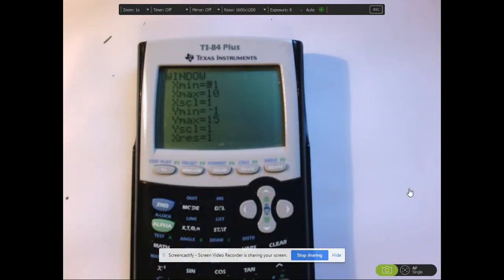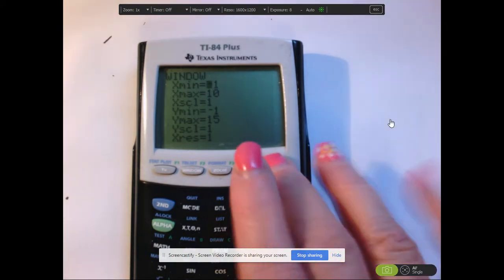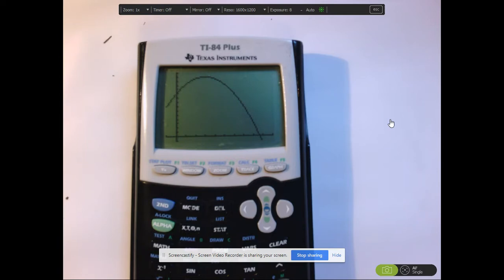I've set my window. I set x min to negative 1 and y min to negative 1. If this is a word problem, you want to keep x minimum basically 0 and y minimum basically 0, because negatives don't really have any value in a real world problem. But I needed a little bit of space in order to see the graph, so I set it equal to negative 1 instead of 0. So if I hit graph, you can kind of see that this is what it looks like.